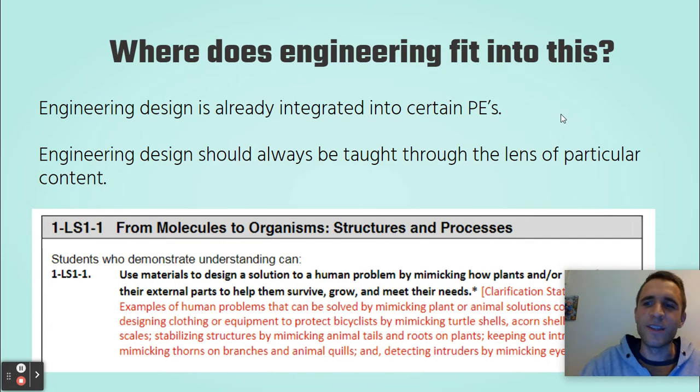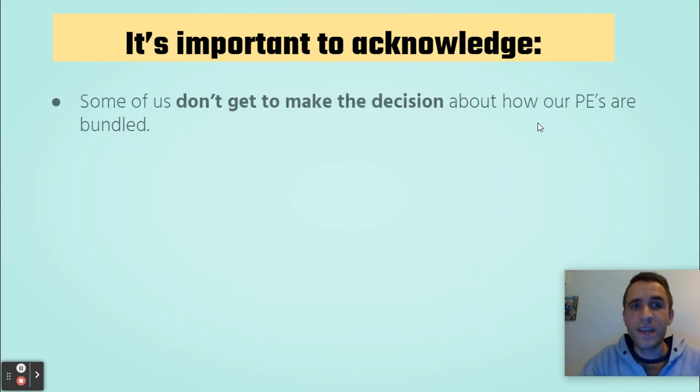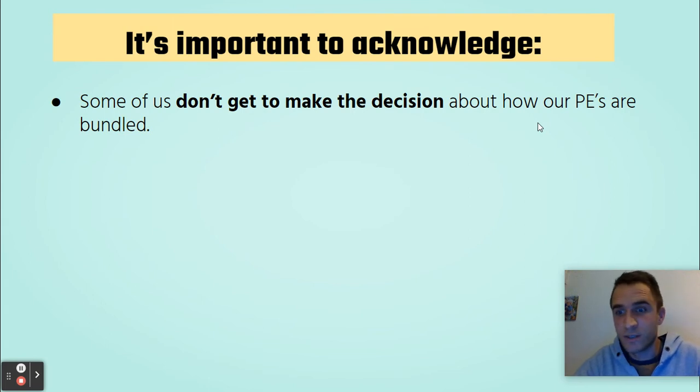Okay, so two different ways to group your standards, your performance expectations. However, I want to acknowledge a couple things here. One, some of us don't get to make the decision about how our PEs are bundled, right? Some of us, for whatever reason in our context, are entering a context where we're on a team of 6 other teachers and the units have already been chosen. So even if you want to do a different unit, it's not an option, right? So you don't have the opportunity to group your PEs.